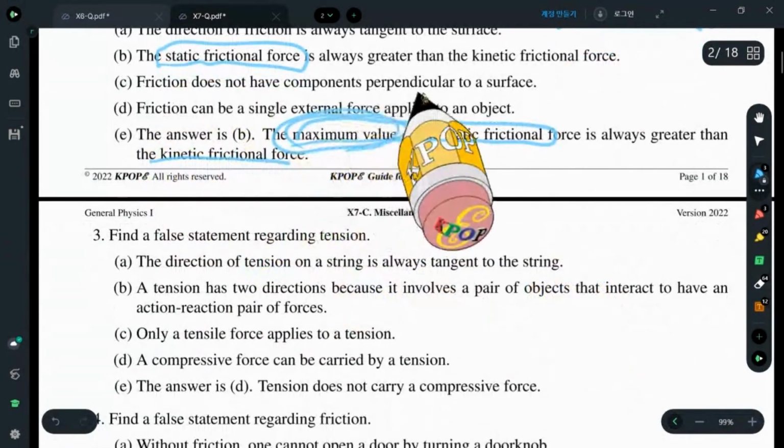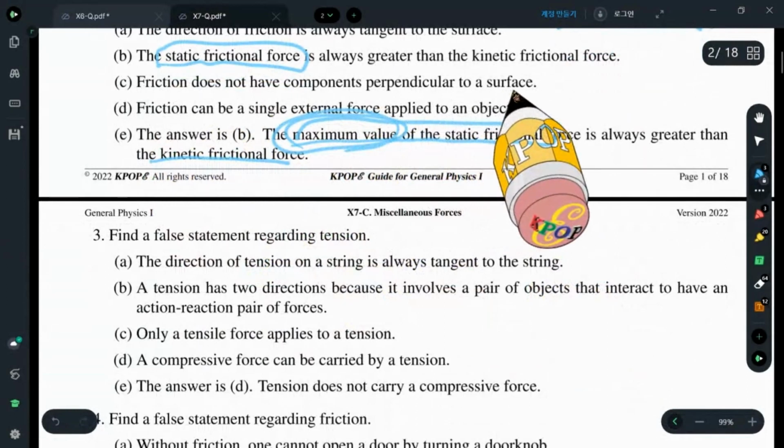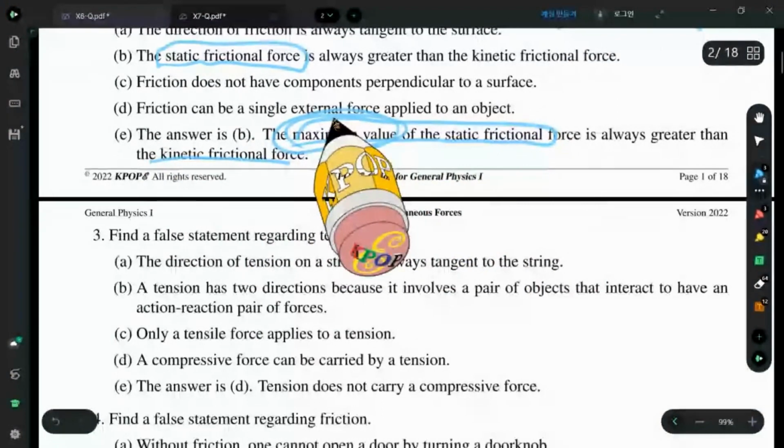Friction does not have components perpendicular to the surface. Sure, friction can be a single external force applied to an object. That's possible.